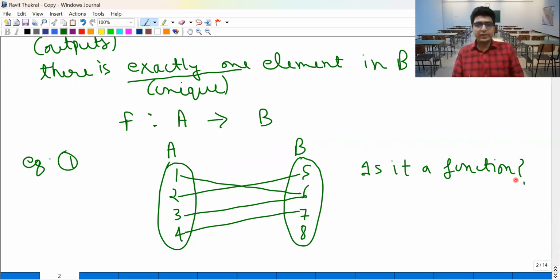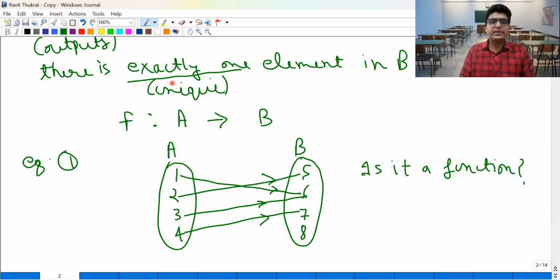So we'll have to check two things. First is that each element of the domain set has to be associated to exactly one element in B. So first condition is that each element of set A has to be associated. Okay, so 1 is connected, so that's fine. 2 is connected, fine. 3 is connected, fine. 4 is connected. Okay, so there is an arrow coming out of each one of them. So this condition is satisfied.